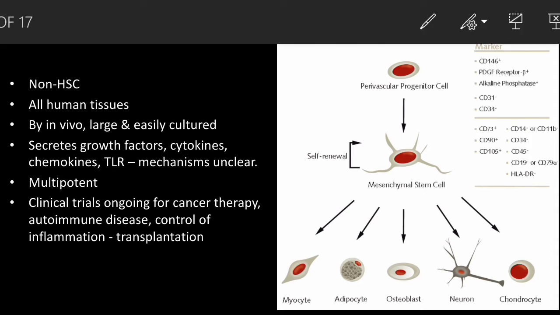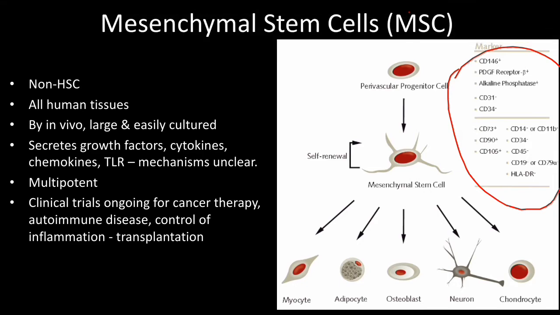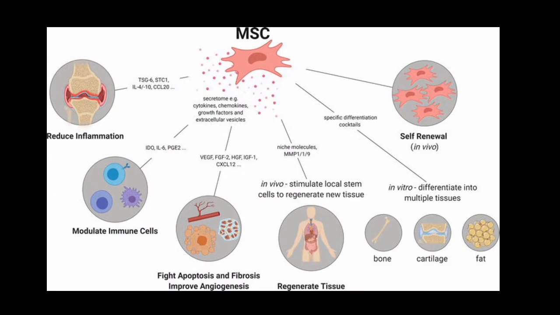These are the markers used for identification of the mesenchymal stem cell. Then the functions of mesenchymal stem cells: they reduce inflammation, modulate the immune cells, and also fight apoptosis, fibrosis, and regenerative diseases in bones and cartilages. Differentiation and self-renewal are also functions of mesenchymal stem cells.